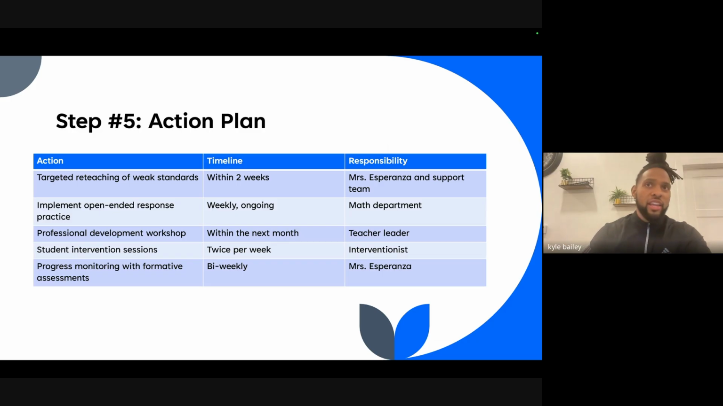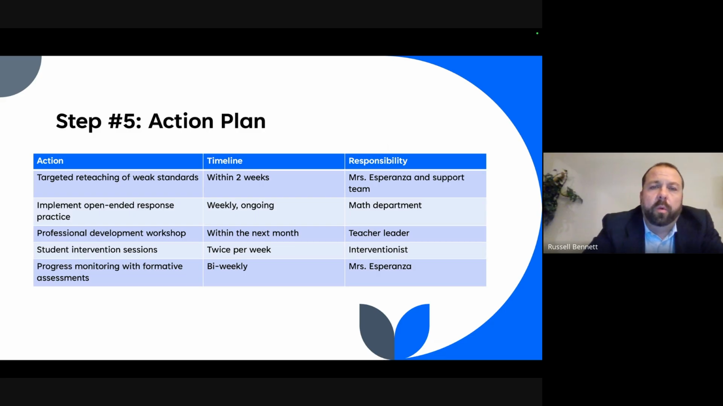Again, open-ended scored 38% amongst the whole class. So obviously everybody needs help with that. That's something I feel like needs to go on every week. Every week we're working on open-ended questions. And again, the whole entire math department, I feel like, could push towards getting that done.